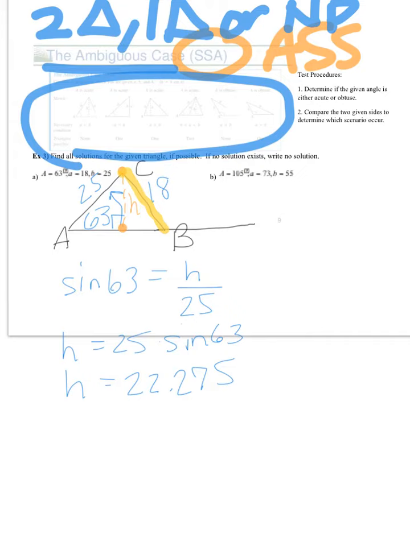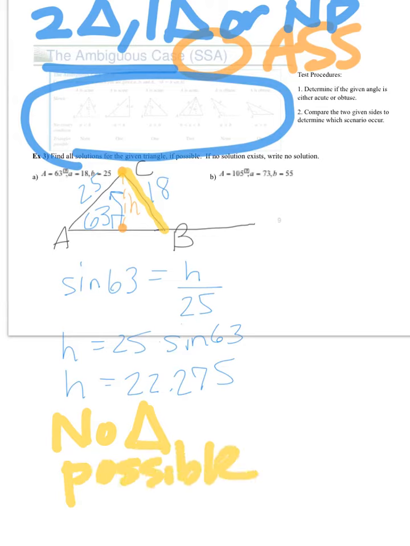In order for C to get to that line, it's got to be 22.275 units long, or in the case of angling from C to B, it could be longer than that, but they tell me that it's 18. So in this case scenario, there is no triangle possible.